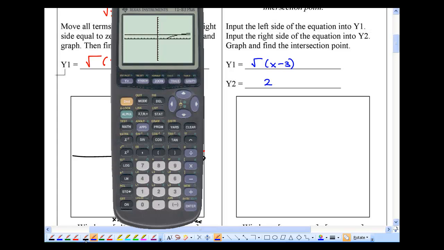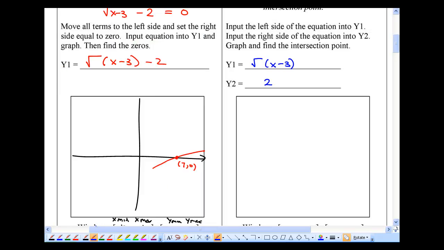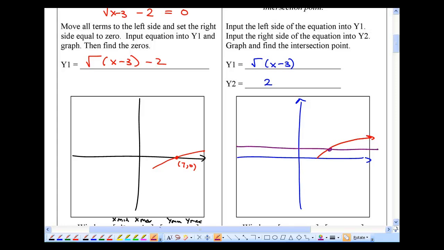So now, notice I've got two equations, so I should have actually two lines. I got that graph of the root x minus 3, that's here. And now I've got this interesting line that's at 2. And once again, I'm still looking for the intersection point. So this time I'm wanting you to find the intersection point.